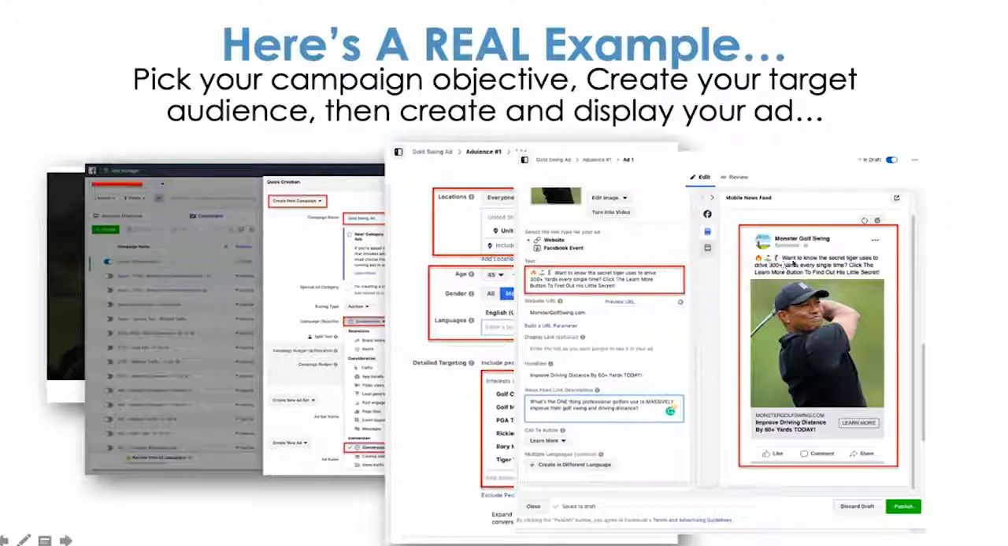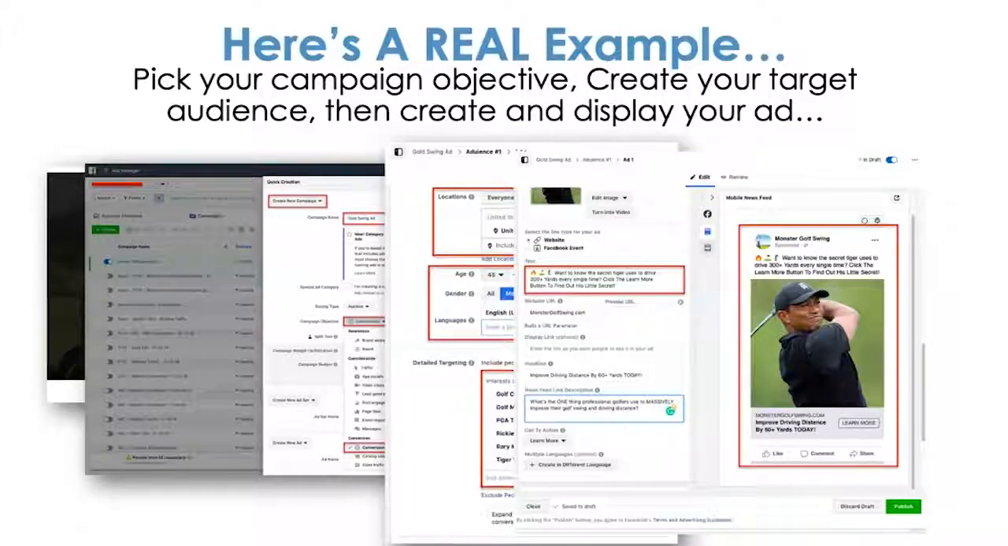Next, I put emojis to grab their attention, right? I asked the question, want to know the secret Tiger uses to drive 300 plus yards every single time? So anybody who is interested in driving the ball farther will stop. They'll stop with that message. So this is basically like the traffic method with the golden arches at McDonald's. People are driving, they're hungry, they don't know where to eat yet, but they're driving. They don't know when they're going to go and eat, and then they see the golden arches. They want something fast, and they want something cheap. They're interested, they're going to go to the next step.